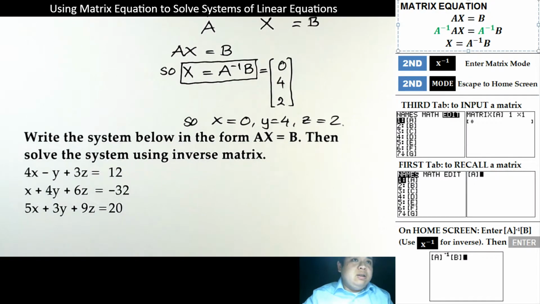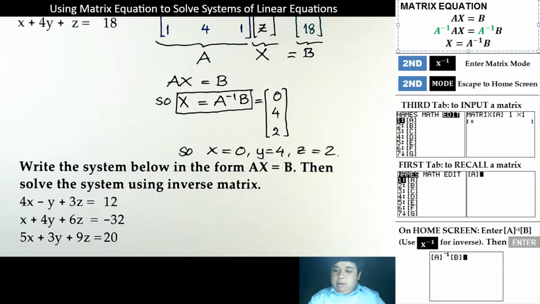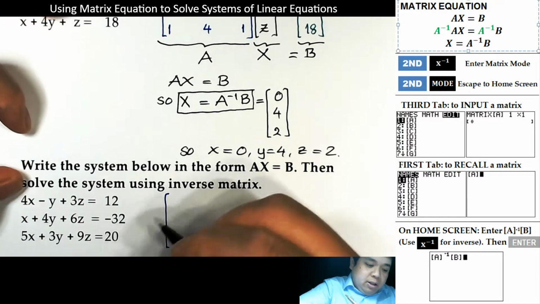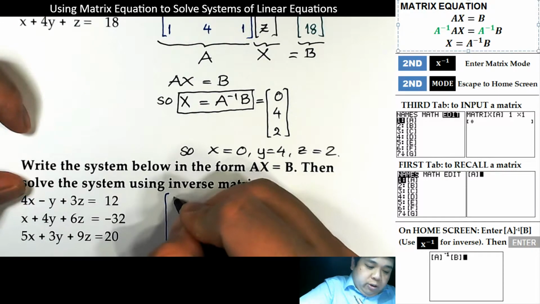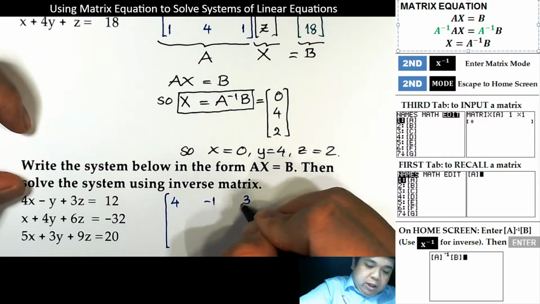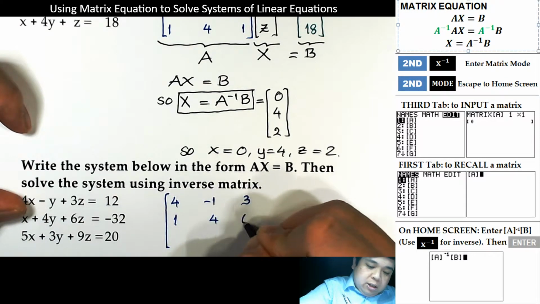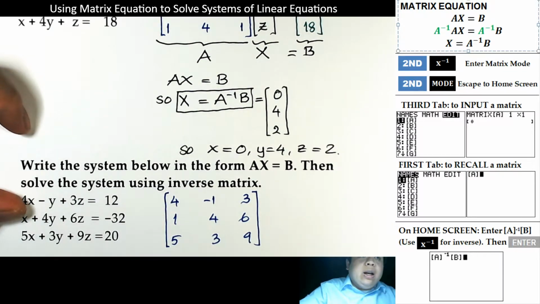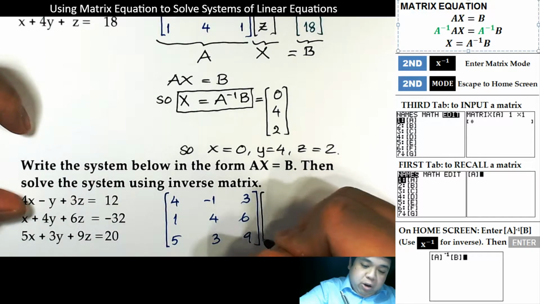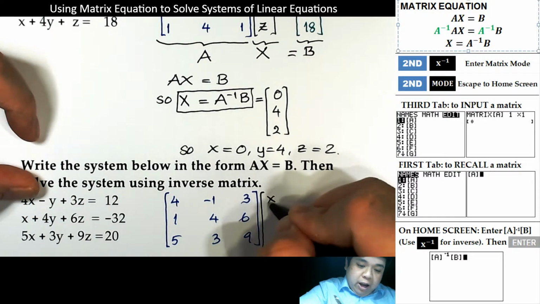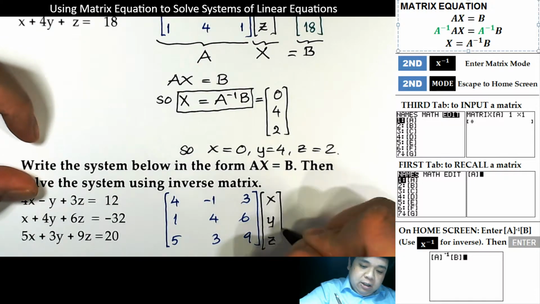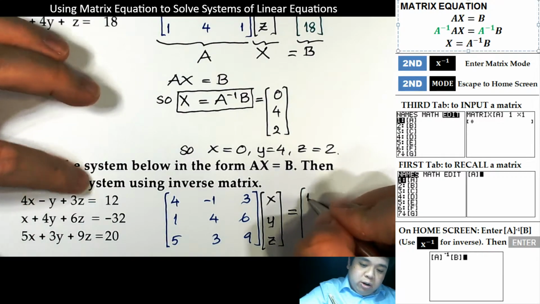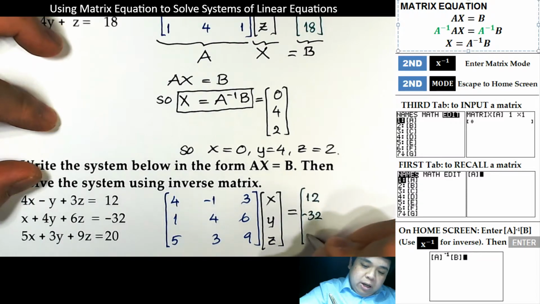Let's look at another problem. First, let's put in the matrix form. 4, -1, 3, 1, 4, 6, 5, 3, and 9. That is the matrix of coefficients. Now the variable X, Y, Z, and then on the other side the constants 12, -32, and 20.